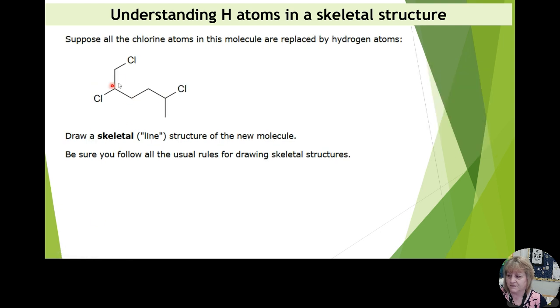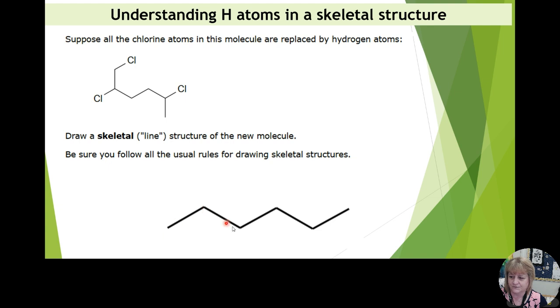So here we go for another one. Now here we go. This one we're replacing the chlorines with hydrogen. So this chlorine is going to go away because it's going to be replaced with a hydrogen. So that bond right there is going to go away. This one's going to go away, and this bond's going to go away. So when we get rid of this bond, and this bond, what's left is a 1, 2, 3, 4, 5 carbon chain, and we draw it in a line.